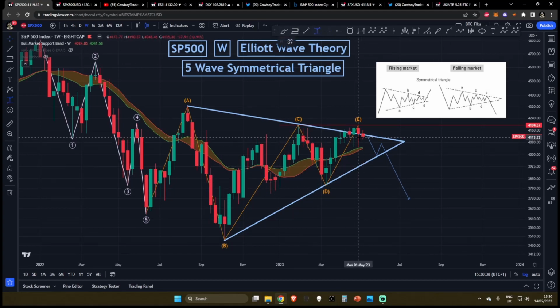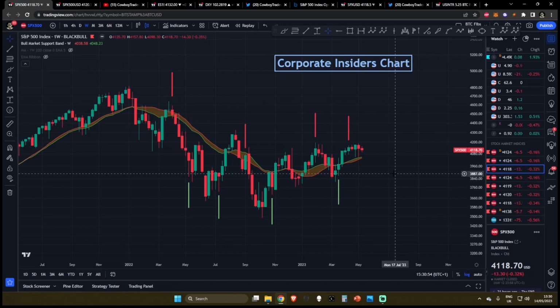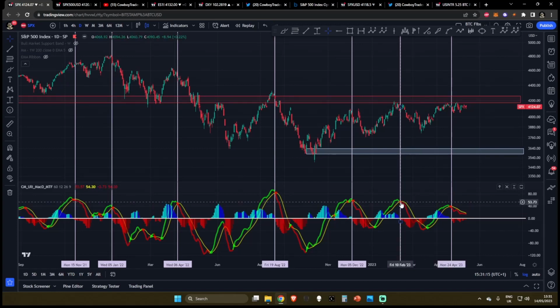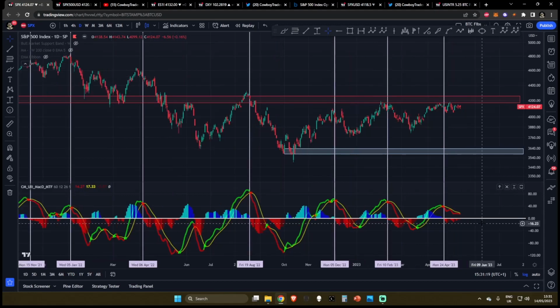I at least think we're going to move down to about the heart line where the bull market support bands are in the next week, down about another 2%. On the channel as well, we quite recently highlighted that corporate insiders were selling. As a reminder, we also talked about the daily MACD putting in its first cross since the 10th of February, and we have been moving down and weakening since then.